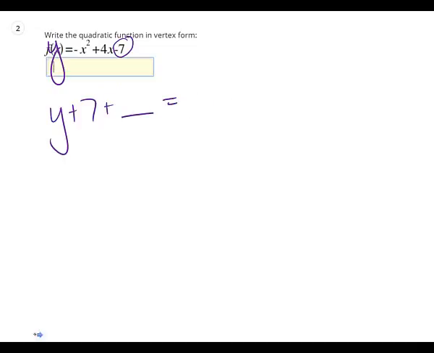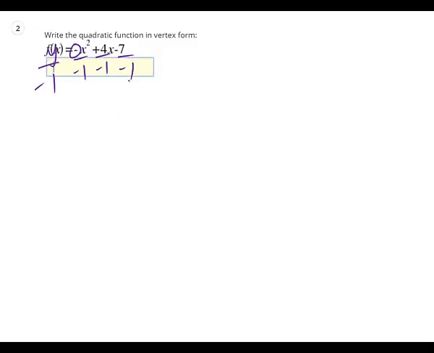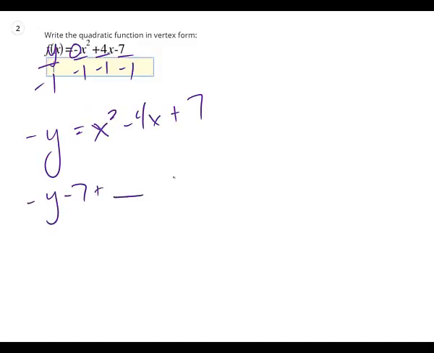Oh, I forgot to do something first, didn't I? Does it have a lead coefficient? It's got a negative, so we're going to divide by that negative to begin with. Let's start there. So we're dividing everything by negative 1, then I'll move the 7. So negative y equals x squared minus 4x plus 7. What are we going to do to move this 7 to the other side? Now we're going to subtract it over, and we're putting the plus blanks in.